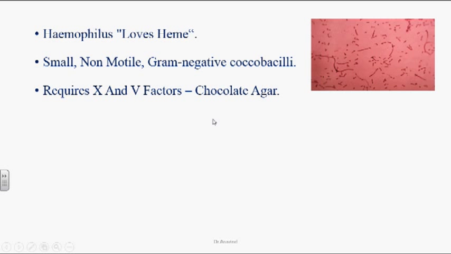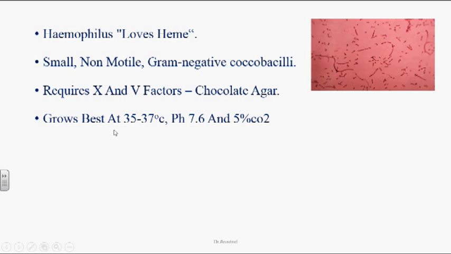These organisms require two growth factors majorly. Those are X and V factors. X refers to hematin and V refers to nicotinamide adenine dinucleotide, which we can call NAD. And these two growth factors are always present in chocolate agar. Some of the species require both these growth factors. Some of the species will only require one factor.